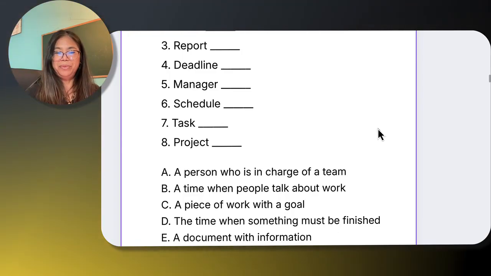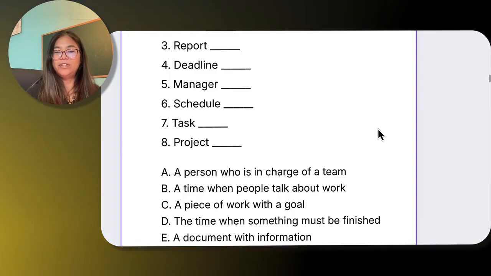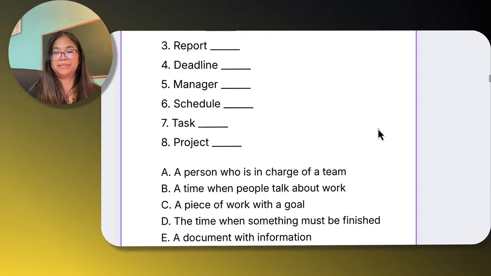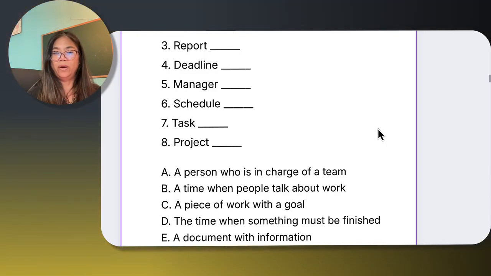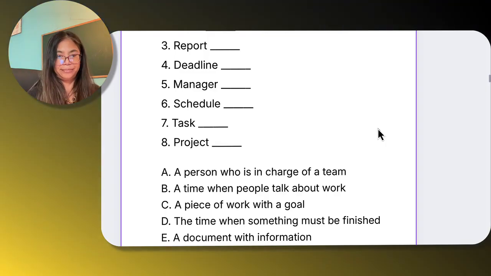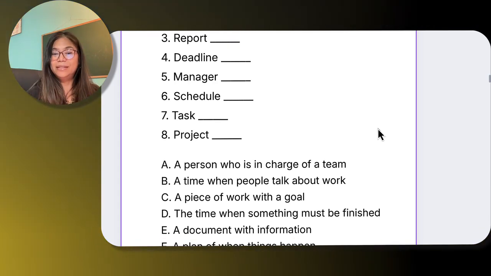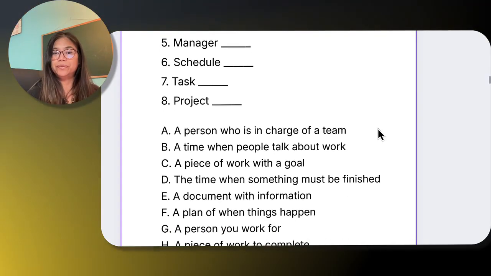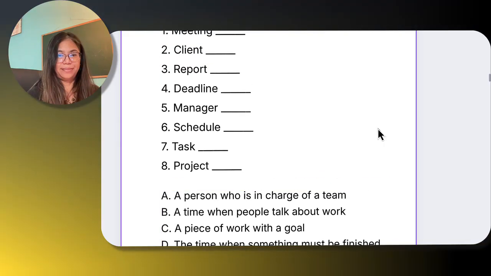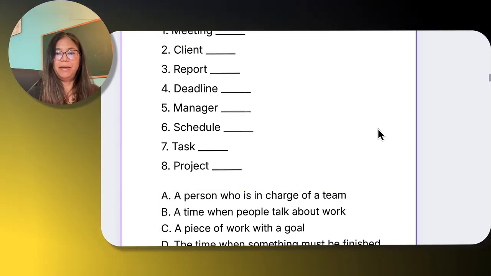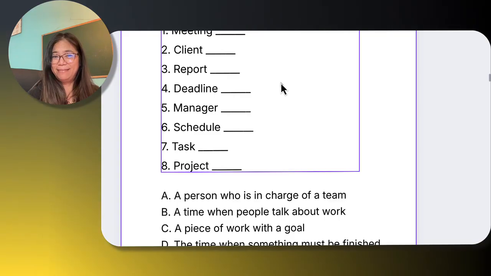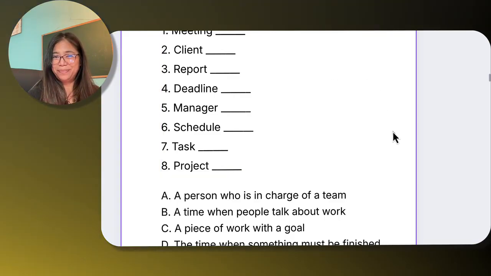Okay, so number 3, report. It would be E, a document with information. 4, deadline. Is which one? D, the time when something must be finished. Next one, 5, manager. Which one do you think that one is? Well, it's A, a person who is in charge of a team.